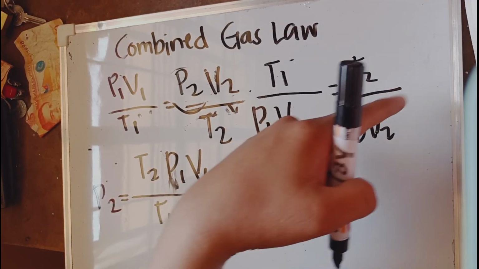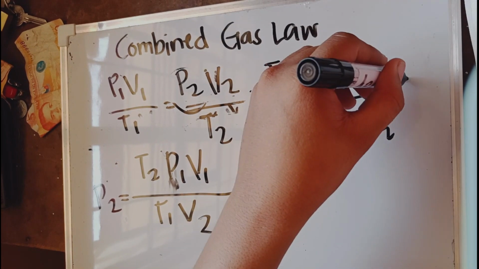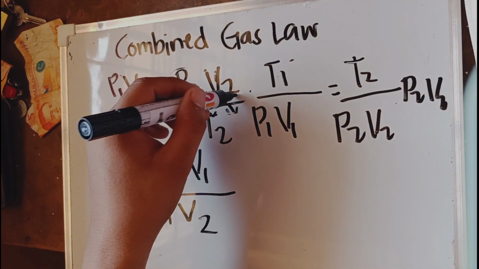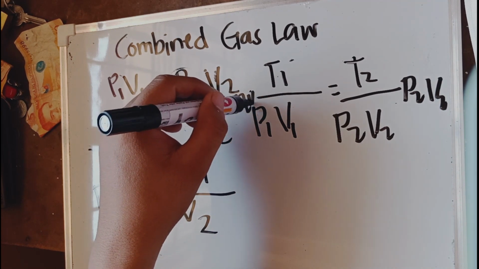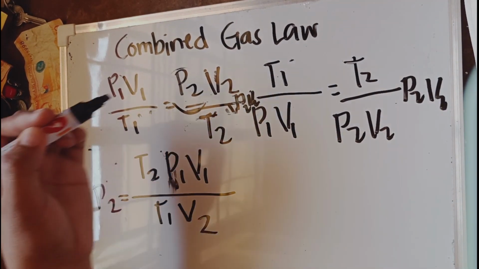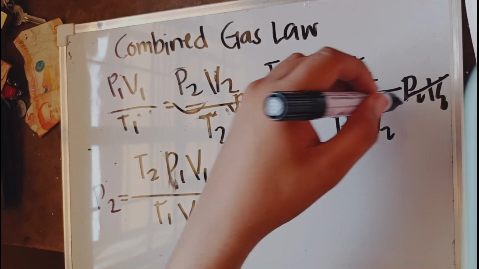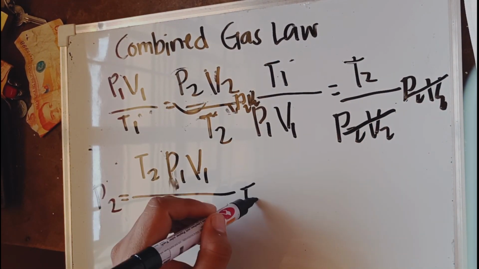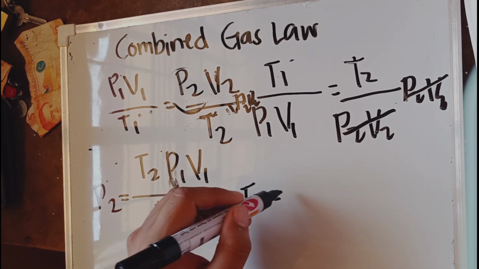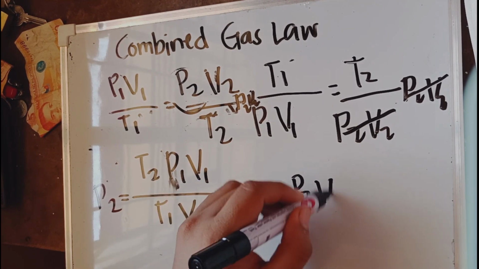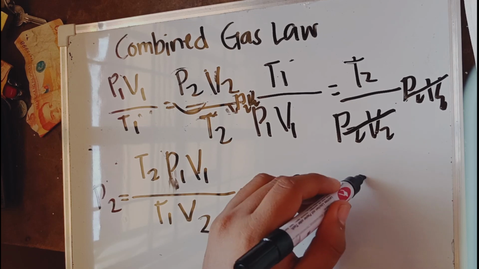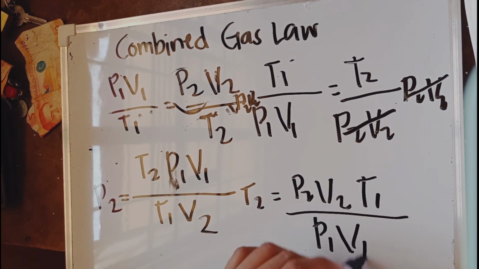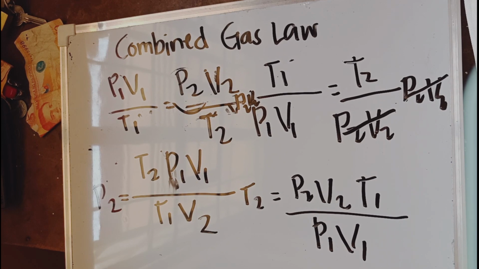So you can put directly on both sides pressure 2, volume 2. So we'll be having this formula. This one will be cancelled out, and we'll be having this formula. That means temperature 2 is equal to pressure 2, volume 2, temperature 1 over pressure 1, volume 1. That's easy.